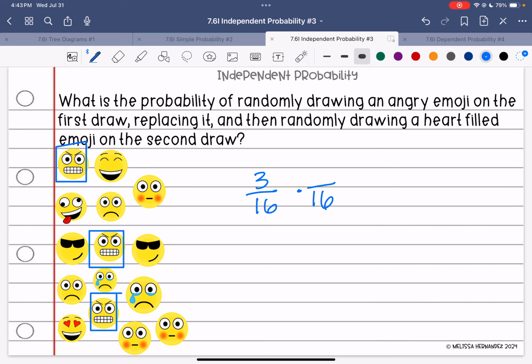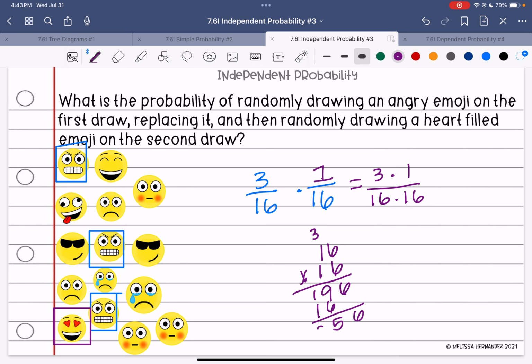And now we need the heart-filled. So for the heart-filled one would be just 1. So you would multiply top, top, bottom, bottom, numerator times numerator, denominator times denominator. And that's what I mean, 3 times 1 over 16 times 16, which is 16 squared. I should have came up with easier numbers, but I guess this is possible. And sometimes I have it all worked out before. I just didn't do it this time.